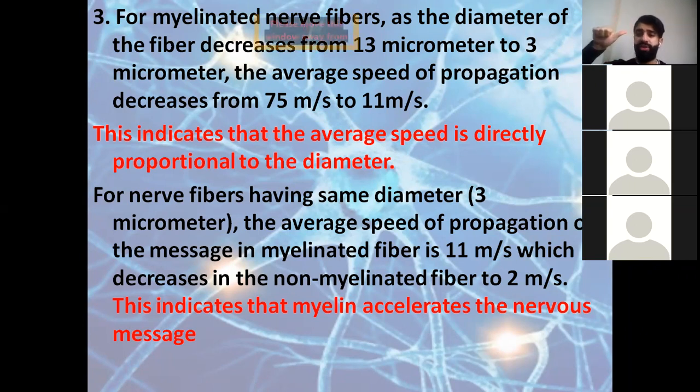So we have the first factor, the diameter. As the diameter increases, the speed of propagation of the nervous message increases, and vice versa. As the diameter decreases, the propagation of the nervous message will decrease too. The myelin has an important function in acceleration of the nervous message, meaning that it makes it faster. So this is in physics. Accelerate, it makes it faster. So these are the two factors in this activity.